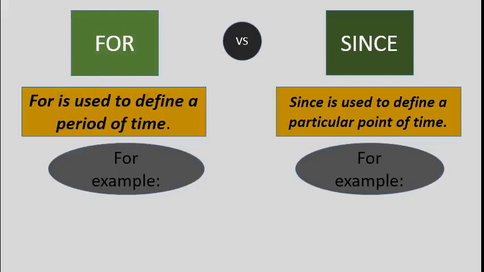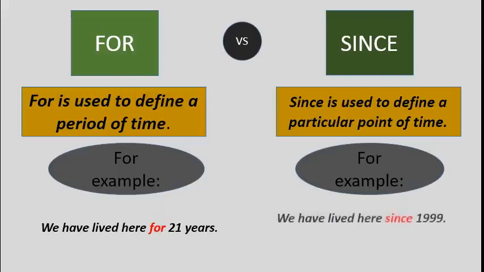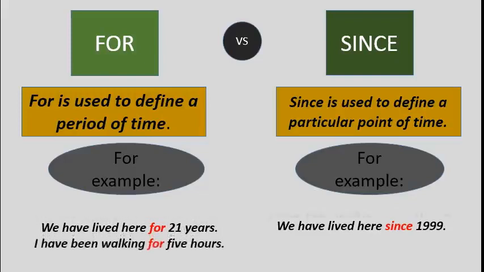When for or since are used in present perfect tense: We have lived here for 21 years. We have lived here since 1999. When for or since are used in present perfect continuous tense: I have been walking for 5 hours. I have been walking since 10 p.m. So these were the examples to clarify how to use for or since in present perfect tense and present perfect continuous tense.